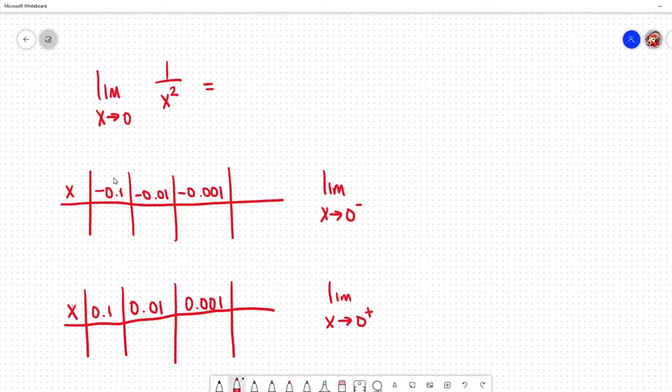So I do 0.1. I'm going to square that, and 1 over that gives the answer of 100. So if I do it negative or positive, the answer is 100. Now if I go closer, so 0.01 squared, I get 10,000.